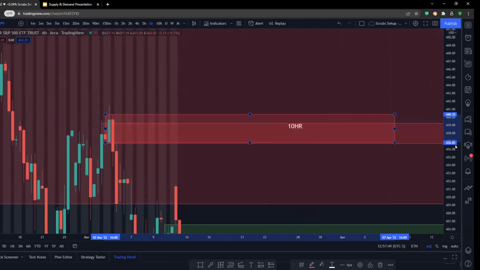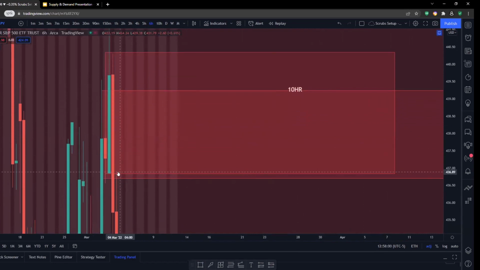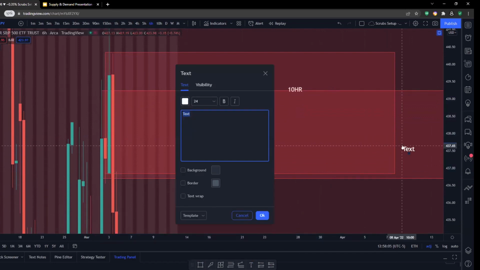This is technically speaking already touched if you look at it. So we had a rally, kind of a little basing, and then another little drop, right? So this basing candle ended up getting touched again. So this supply zone right here got touched again. So this would be considered a 6 hour weakened, right?